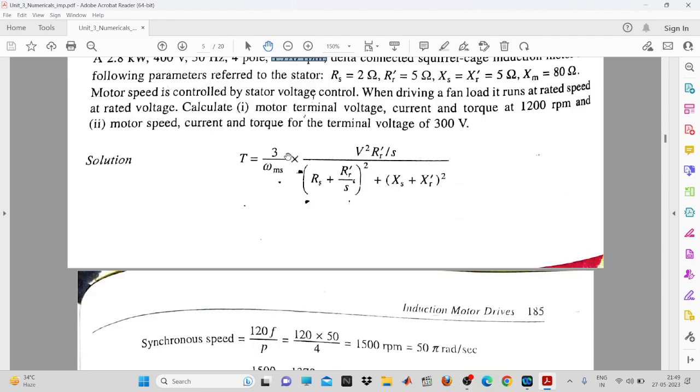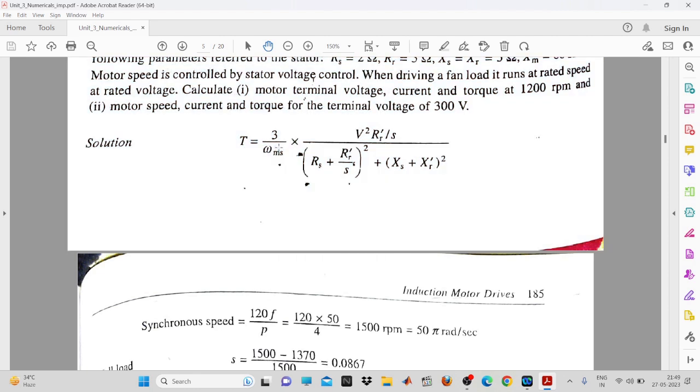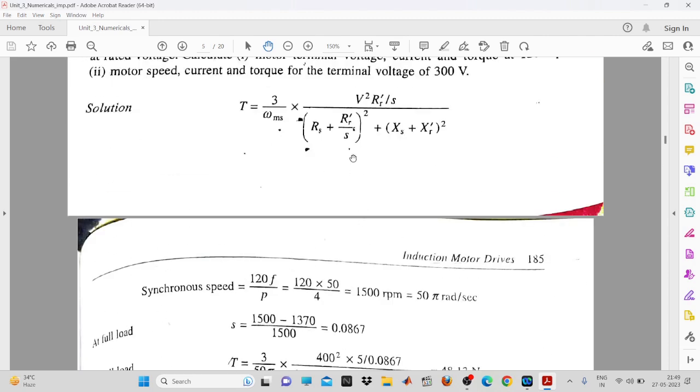So in the formula, this omega ms is a constant. V square, these parameters are also constant. So what has changed now? The slip has changed, because at 1200 rpm the slip is calculated. So what is the slip? Slip will be 0.2. So just put 0.2.